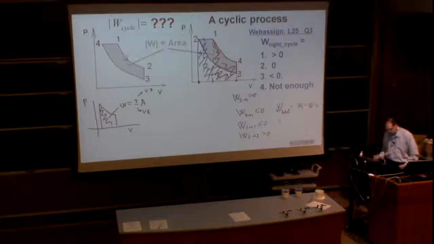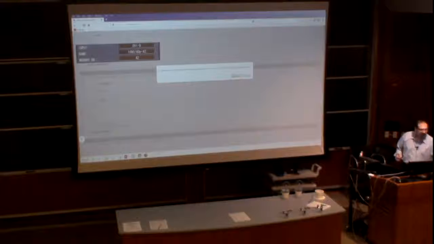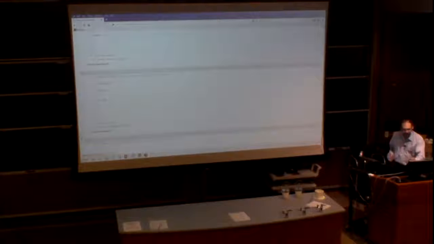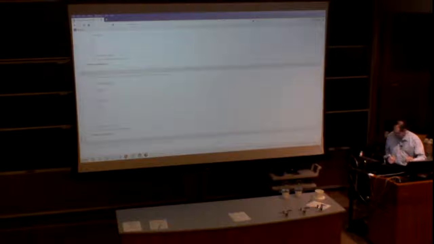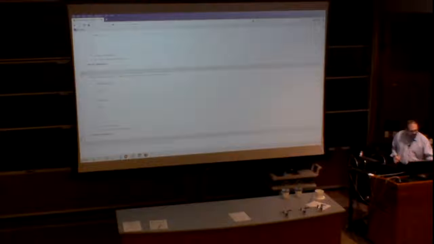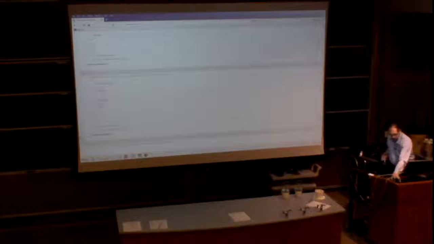the result has to be, let's check one more time. Now you have to use your ability to relate areas of different shapes and see. So we have a winning answer, which is number 1, which is positive, which is wrong. So democracy doesn't work in physics.